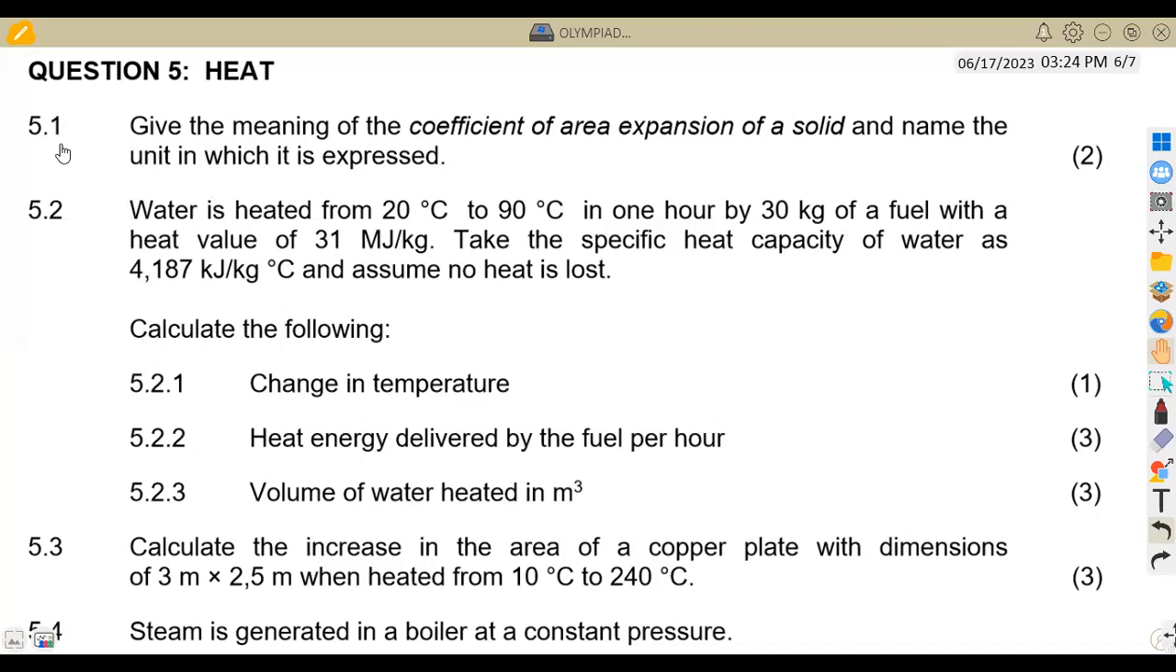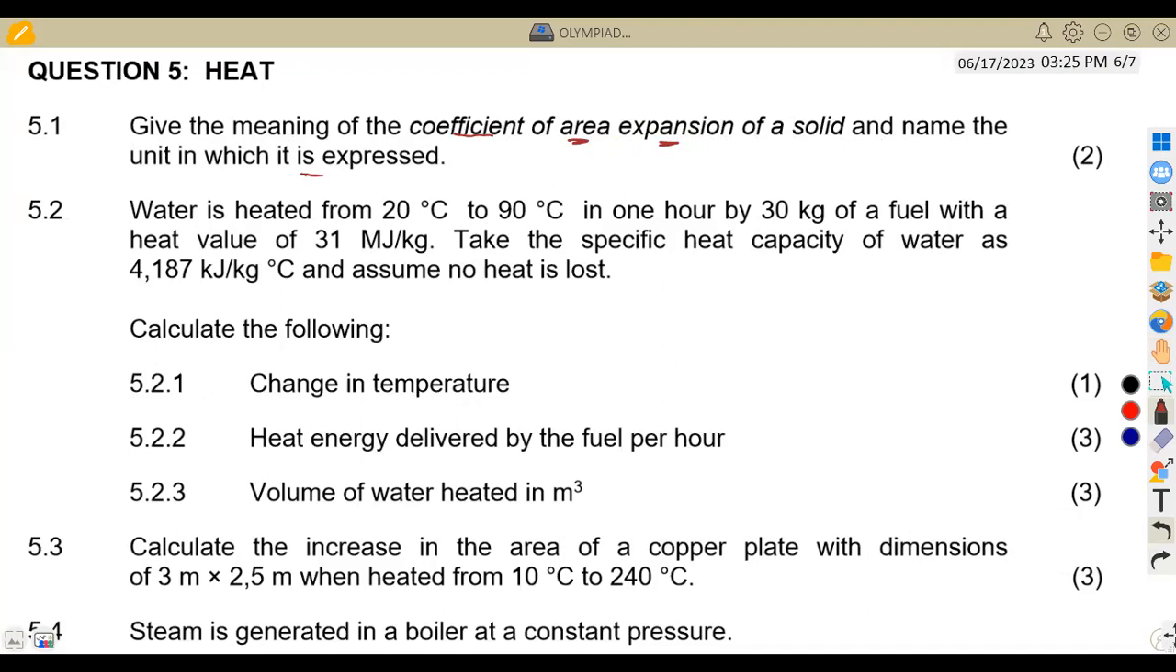So the first part, 5.1, we are asked to give the meaning of the coefficient of area expansion. Take note, we are working with area expansion of a solid, and name the unit in which it is expressed. All right, so this is what we are given in this part.